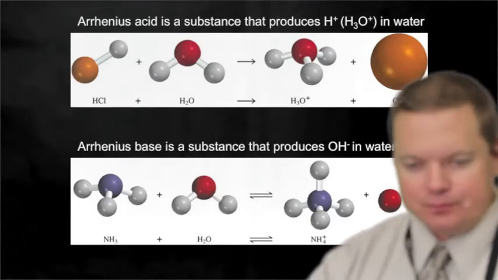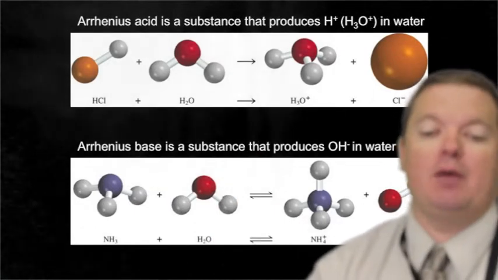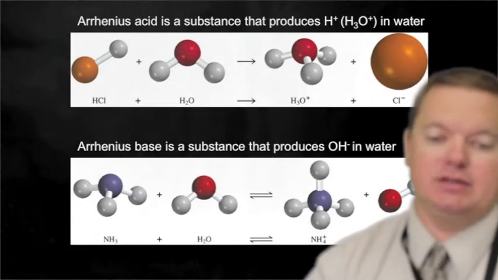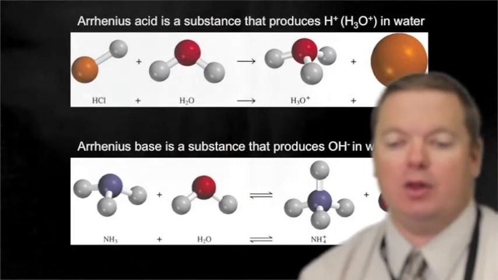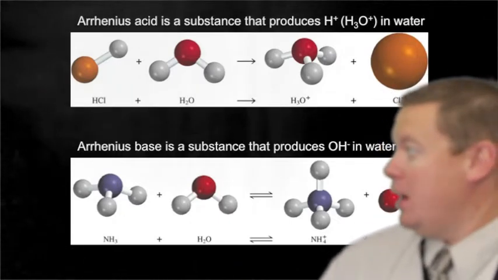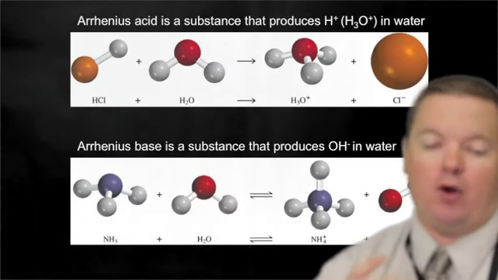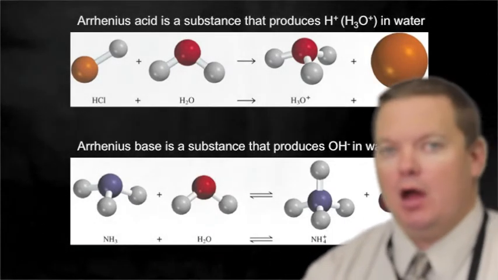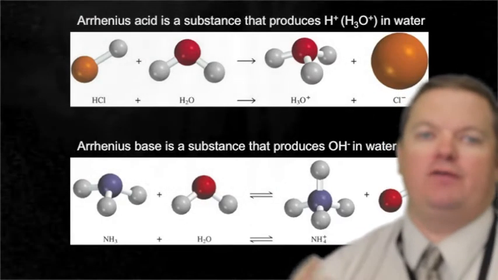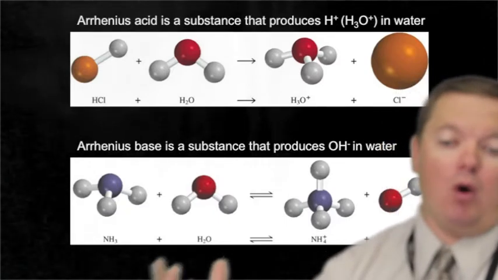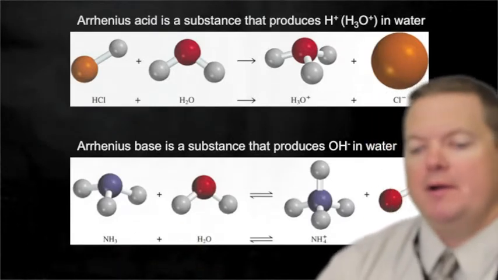So if we look down here, on here we have examples of those different acids and bases. Up on top, we have HCl reacting with water to form the H3O+ and the Cl-. On the bottom here we have ammonia, NH3, reacting with water to form ammonium, NH4+, plus a hydroxide ion, OH-. So under this Arrhenius definition, if we form H+ or H3O+ in water, that's an acid. If we form the OH- in water, that is a base.